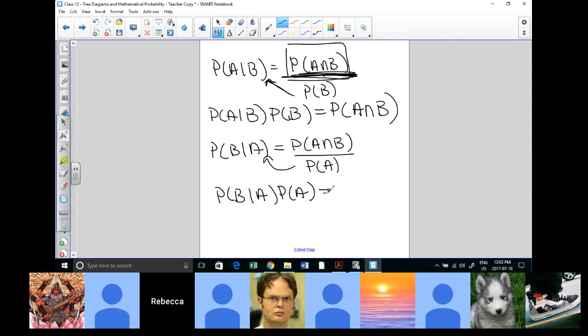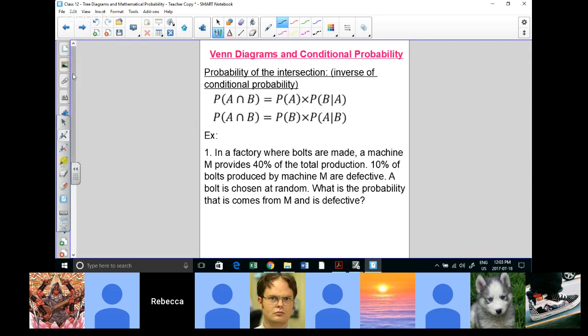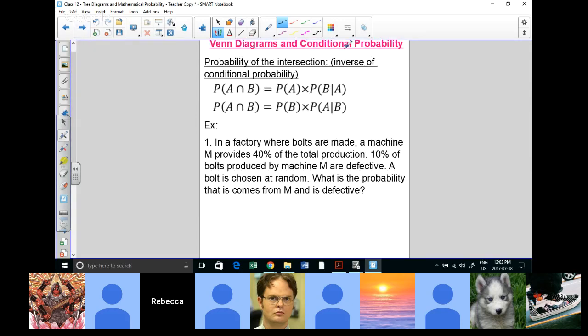Chances are you don't usually get questions like this, but you just have to know that you can manipulate this. If you're given the probability of a given situation, you can do this in reverse. So those are two formulas that you can just put on your memory aid.